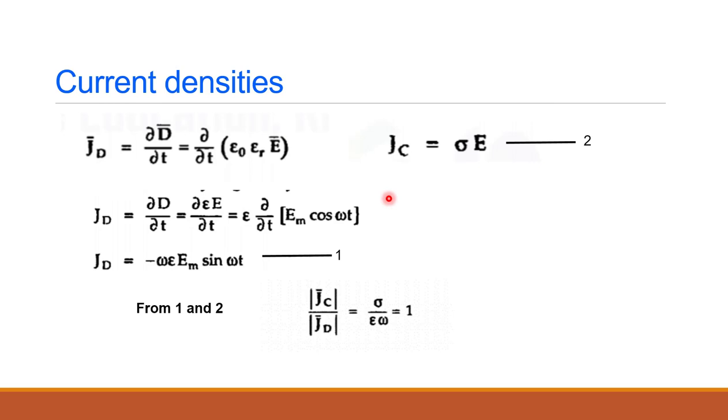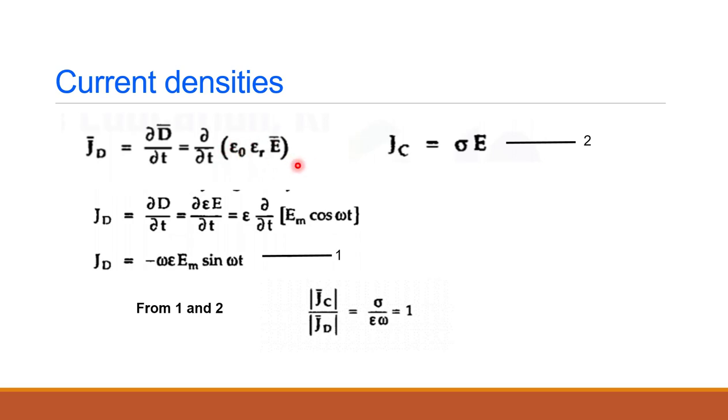We have seen two types of current densities. One is the displacement current density, given by J suffix D, and it is equal to the variation of flux density, that is dou D by dou t. But what is D? We have just seen D is equal to epsilon into E. So we can write it as epsilon naught into epsilon R. So it will become the derivative of epsilon naught epsilon R into E with respect to time t, the derivative with respect to time of this quantity in the bracket.